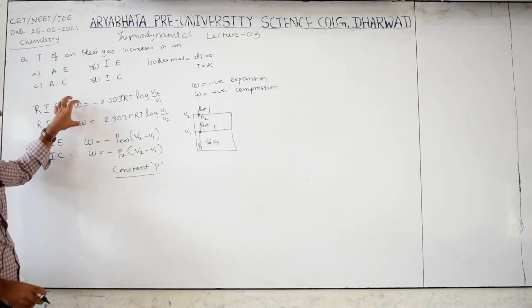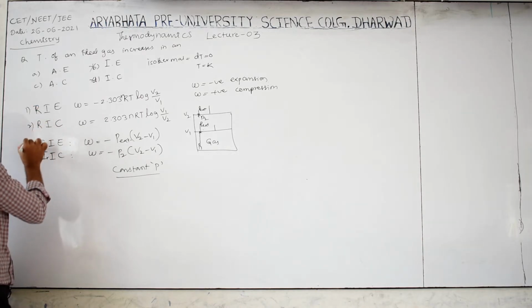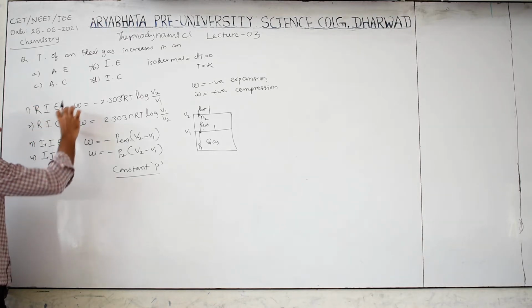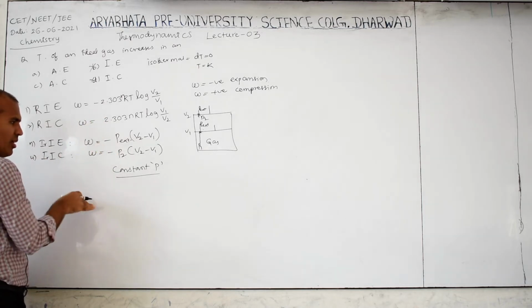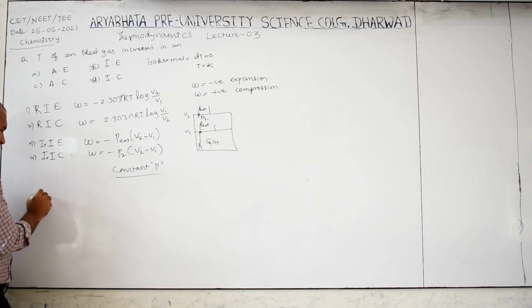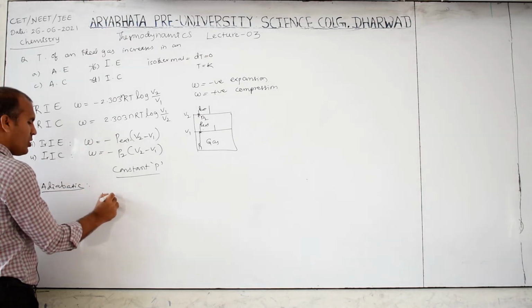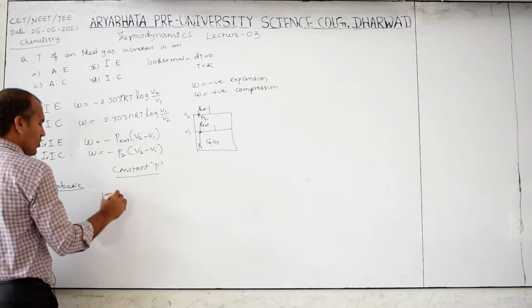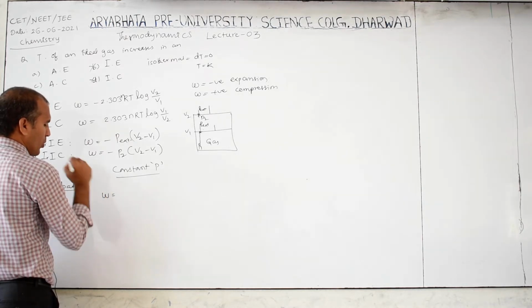So we know these are the formulas. How many formulas? 1, 2, 3, 4. Both are the same, but for reverse it is positive here. This is also the same for both. Only the plus or minus sign changes. Next, adiabatic. Adiabatic work done formula, W is equal to, what do you call?